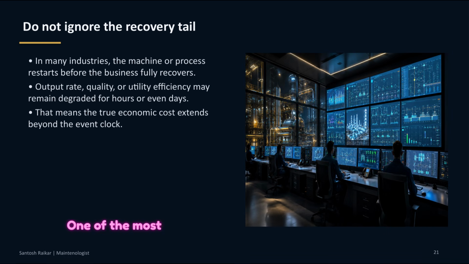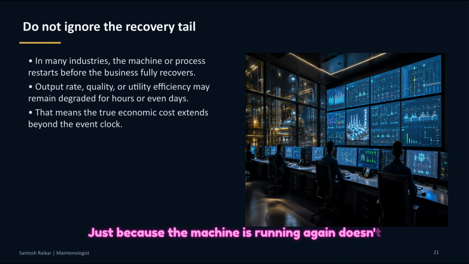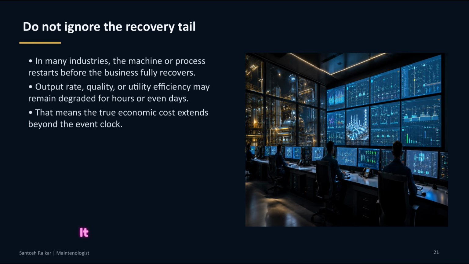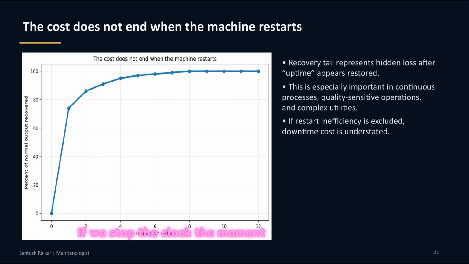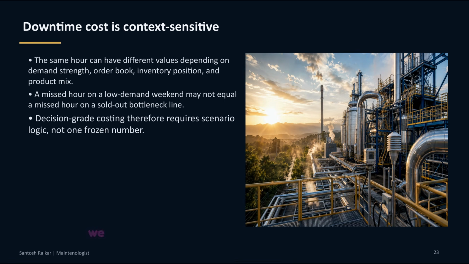One of the most overlooked components is the recovery tail. Just because the machine is running again doesn't mean the business has recovered. It may take hours or days for the process to stabilize, for quality to return to 100%, and for the system to reach full efficiency. If we stop the clock the moment the machine restarts, we are significantly undercounting our losses. This is particularly true in continuous processes like chemicals or food production, where restart inefficiency can be more expensive than the actual downtime itself.